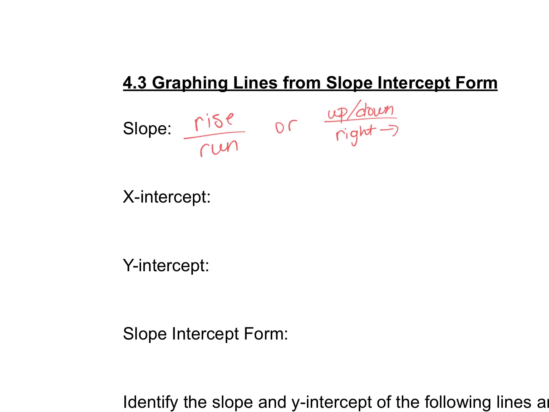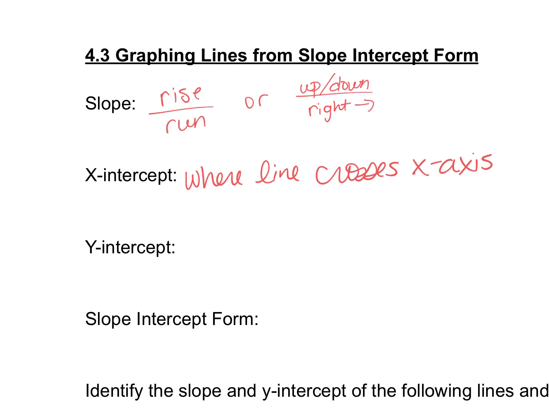Okay, the x-intercept. This is where the line crosses the x-axis. So where do you think the y-intercept is on the next line? Well, it's going to be where the line crosses the y-axis. And y-intercept is what I'm going to be really focusing on the most here, because that's our starting point for how we're going to be graphing.